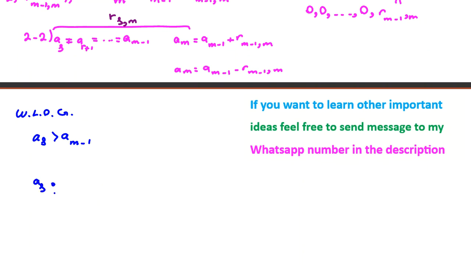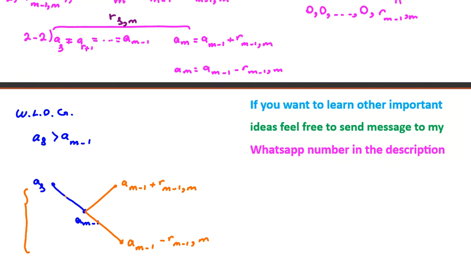So AS is here. AM minus 1 is here in this range. We have three values, AS, AM minus 1, and AM, all of them here are equal. Next one is AM minus 1 plus RM minus 1M, or AM minus 1 minus RM minus 1M. Now here the range will be from AS to this part, and for this value, it is the difference of these two elements. I want to say they are not equal, so one of them can be equal to RSM.